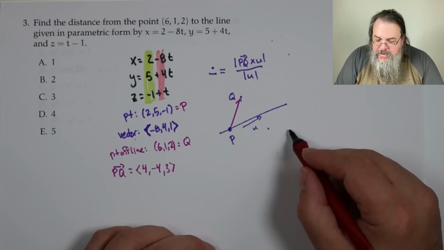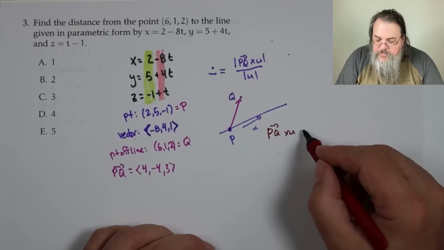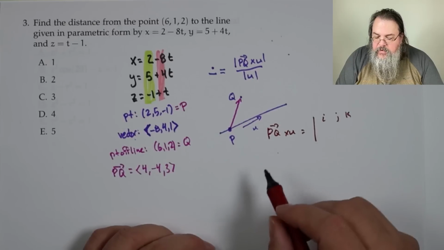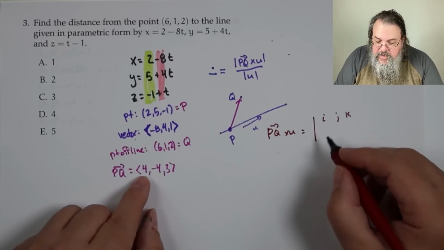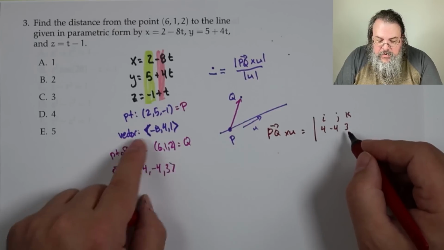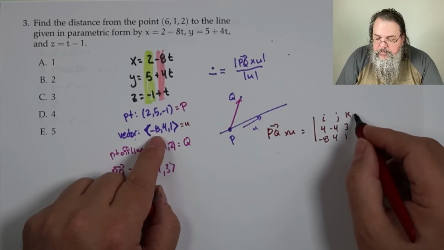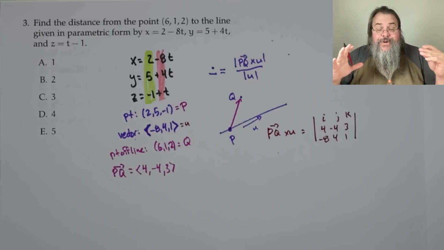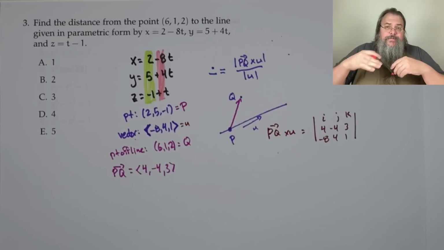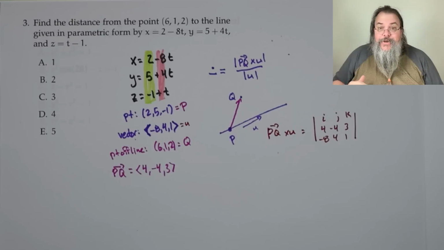Well, you can say PQ cross U. Set up our 3 by 3 matrix, i, j, k. That's the first row. Then the vector PQ, (4, -4, 3). And then the vector U, which is this vector, right? This is U, (-8, 4, 1). And do your cross product however you're comfortable. Some people do cofactor expansion. Other people do diagonals. However you do it, as long as you get the right answer, we're all good.